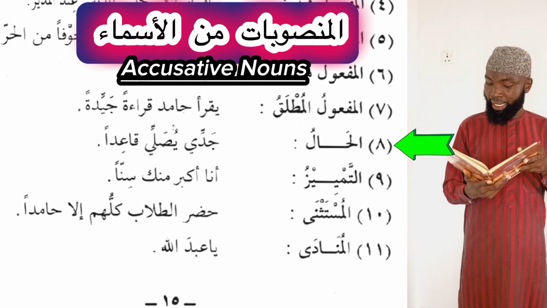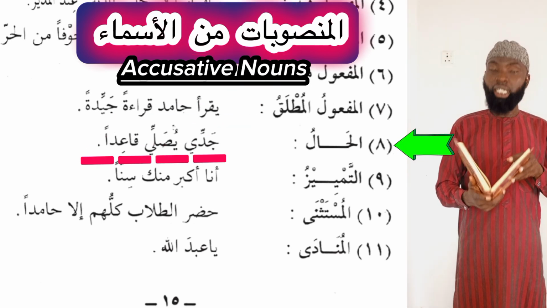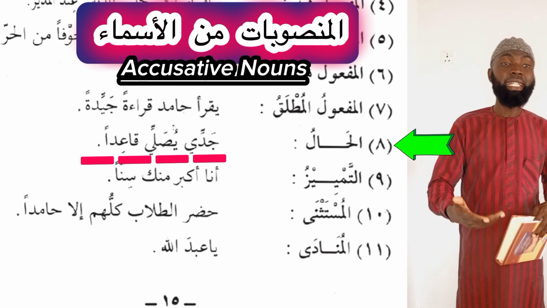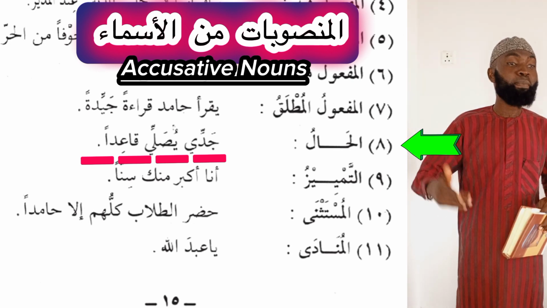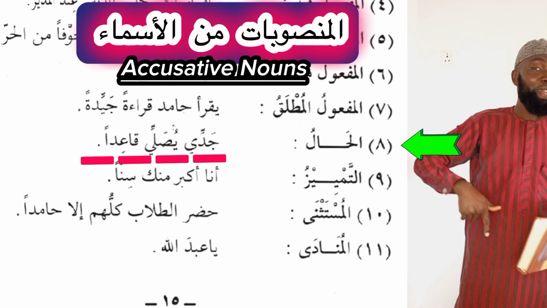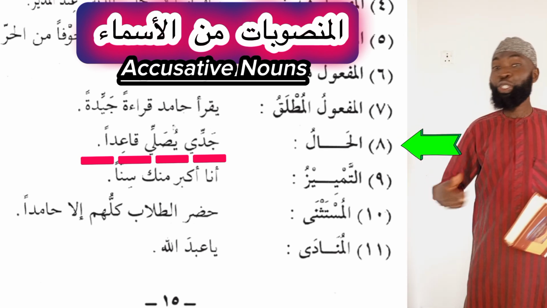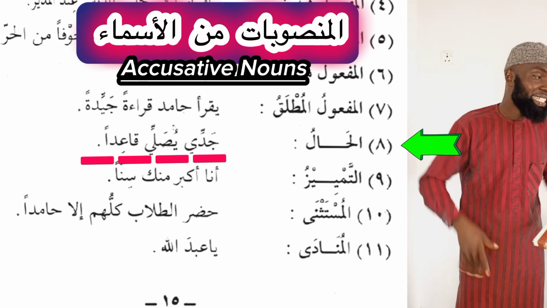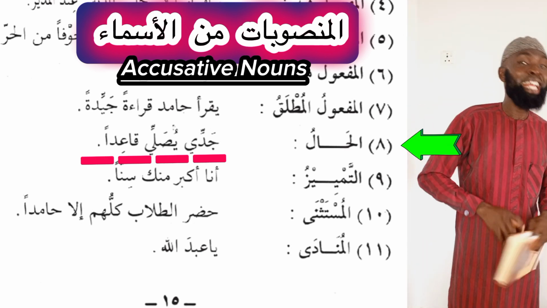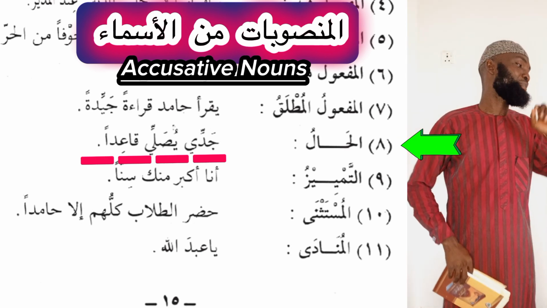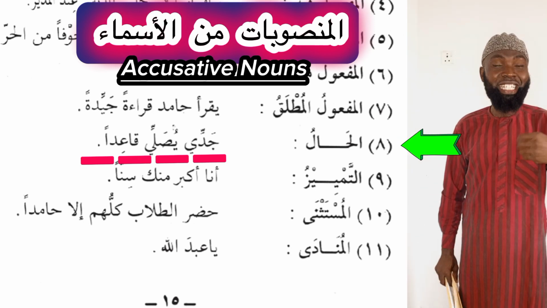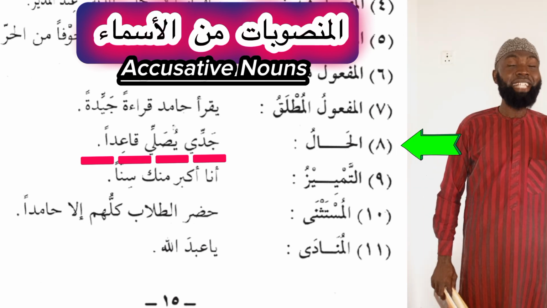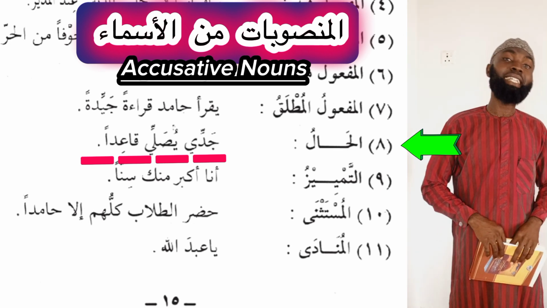An example you can see here is "jaddi yusalli qa'idan": my grandfather is praying sitting, meaning he's praying while sitting. So if somebody asks you, how does your grandfather pray? You simply say, he prays sitting. The word sitting there is coming as the condition. Do you understand? The circumstance. So this word will also be in the mansub case, carrying fatha.